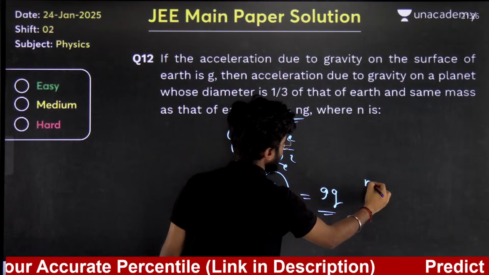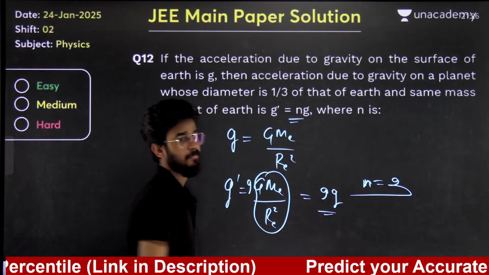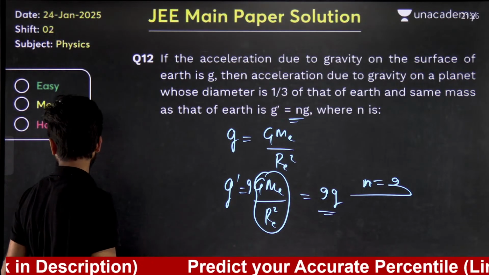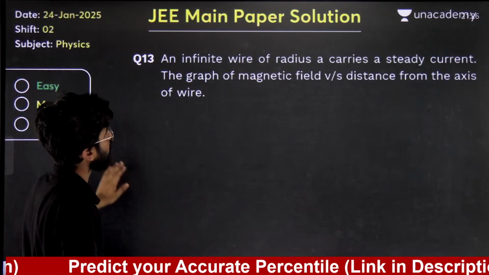N is equal to what? 9. N is equal to 9. Okay, done. Next question. The next question is from magnetism.